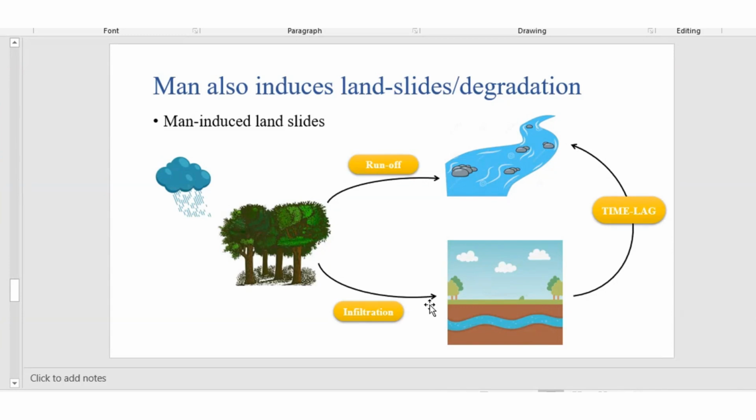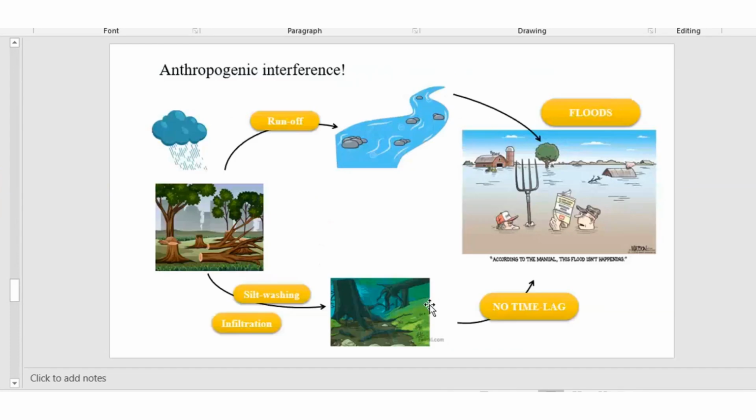But when trees are cut, it leads to events like soil erosion. The topmost layer is also washed away, which is known as silt washing or sedimentation. And as it's washed away, the water holding capacity of soil is lost, and the amount of water which was supposed to enter the water body much later enters the water body at the same time, and this leads to events like flooding. So is it clear to everybody how land degradation or cutting of forest is the primary source?